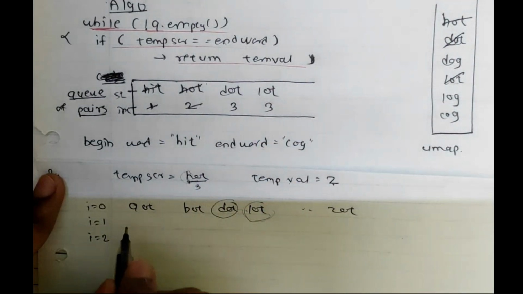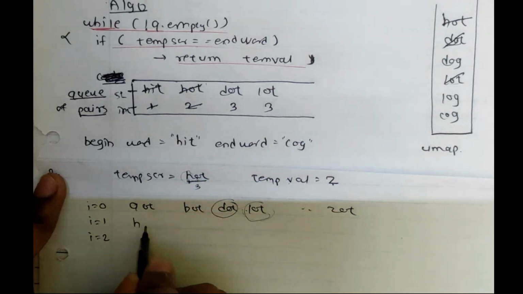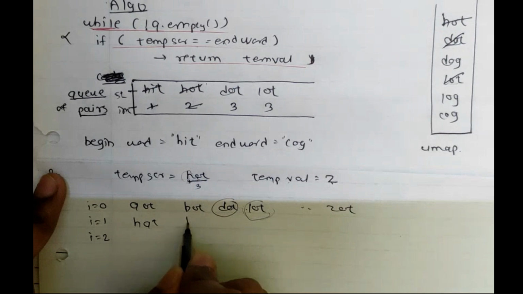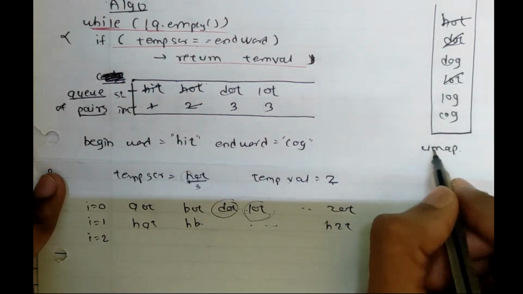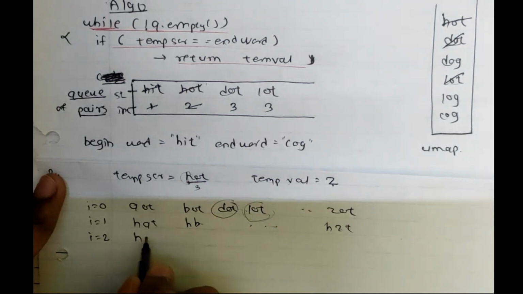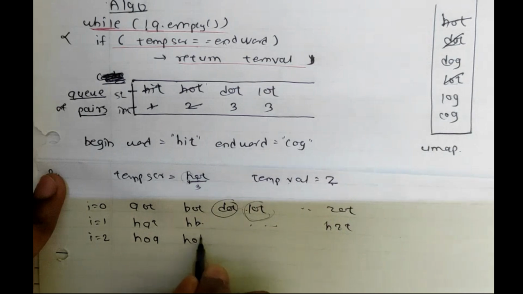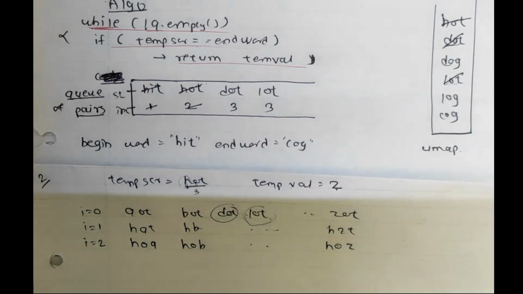For i starting from 1, we have to change this character, means O. So HAT, HBT up to HZT. No match found. So for i equals 2, we will change HOA, HOB up till HOZ. No match found. So let's move on to the third part.